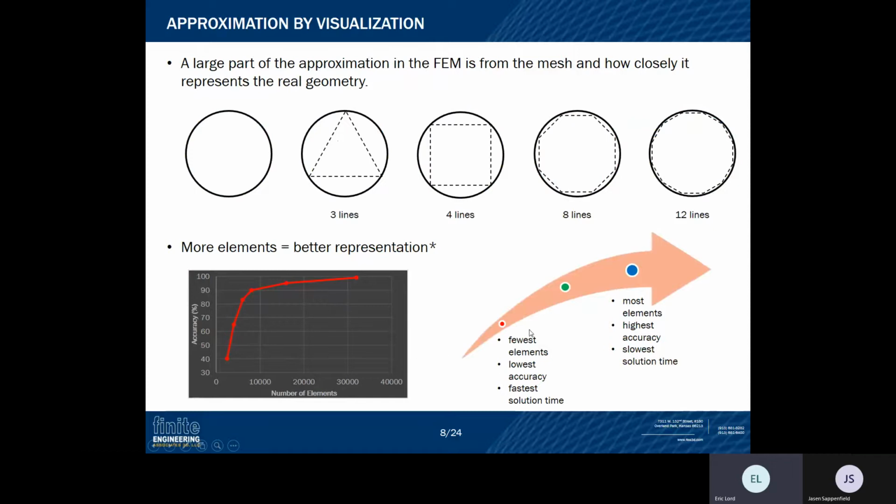And so here on this figure on the right-hand side, lower right, starting off on the left-hand side, we have the fewest elements, the lowest accuracy, but the fastest solution time. On the right-hand side, we have the actual converse of that. We have the most elements, highest accuracy, but the slowest solution time. So it's a balance between accuracy and solution time. And generally speaking, with today's computers, you can get a very accurate solution without having to have such a long solution time.